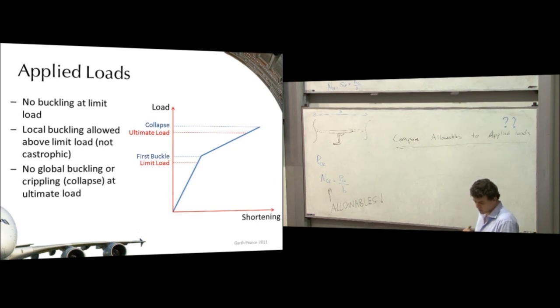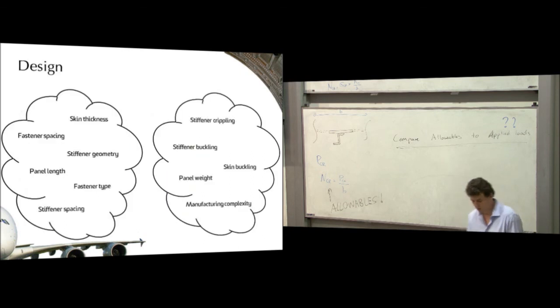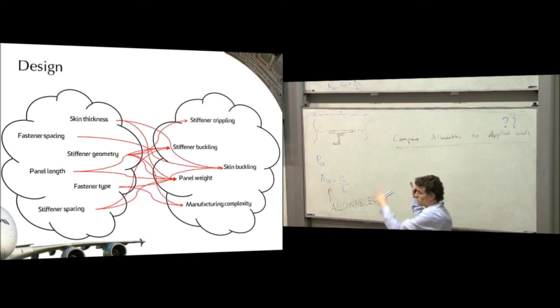Now this doesn't necessarily help us with designing the geometry of the panel. The geometry of the panel is very complicated. We have inputs on one side, which might be things like skin thickness, fastener spacing, stiffener geometry, panel length, fastener type, stiffener spacing, all these things which we have to choose to design our panel. And on the right-hand side, we have all our outputs: stiffener buckling, skin buckling, the weight of the panel, how hard it is to manufacture, crippling, and the list could go on. And the relationship between them is really kind of messy. All of them interact, and there's no nice, clear way.